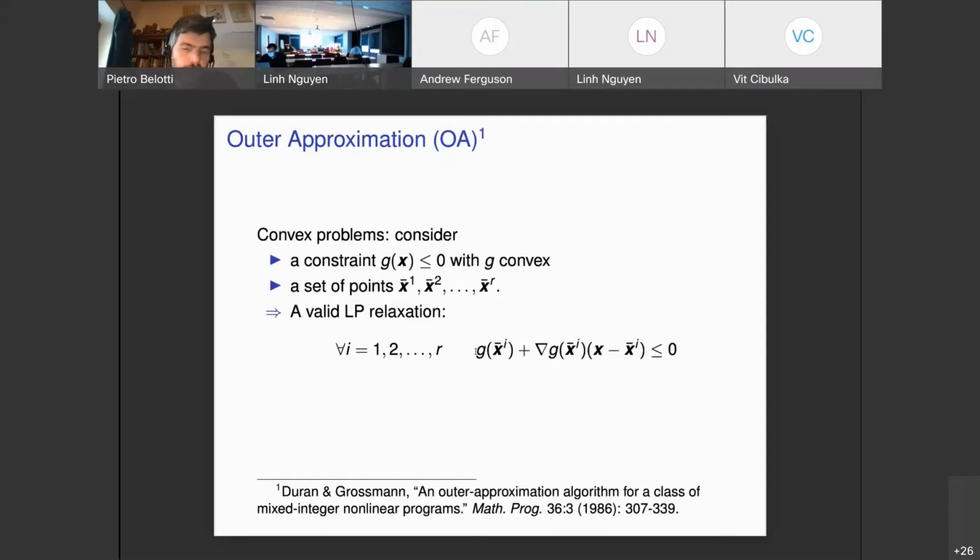Let me add, the first degree Taylor series approximation. So you take the value of the function at a given point, and then you compute the gradient of that function at the same point, and you multiply it by x minus that point. If you do this, you will get a polyhedral relaxation of your constraint, no matter where the points come from.